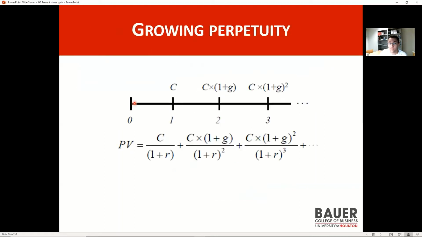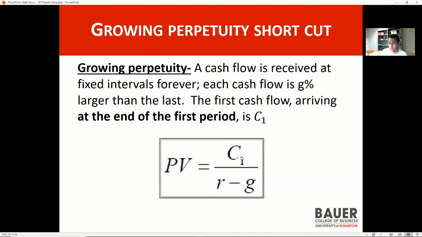So if you look at this timeline, nothing's happening at time 0. Nothing's happening in the present. The first cash flow is happening at time 1. If you look at the formula, what's nice is you don't need to know any of the other cash flows. All you need to know is that first cash flow. You don't need to know the 10th cash flow after it's grown 9 times. You don't have to keep track of any of that. All you need to know is that first cash flow that occurs 1 year ahead of the present here. That's going to give us the present value is C1 divided by R minus G.